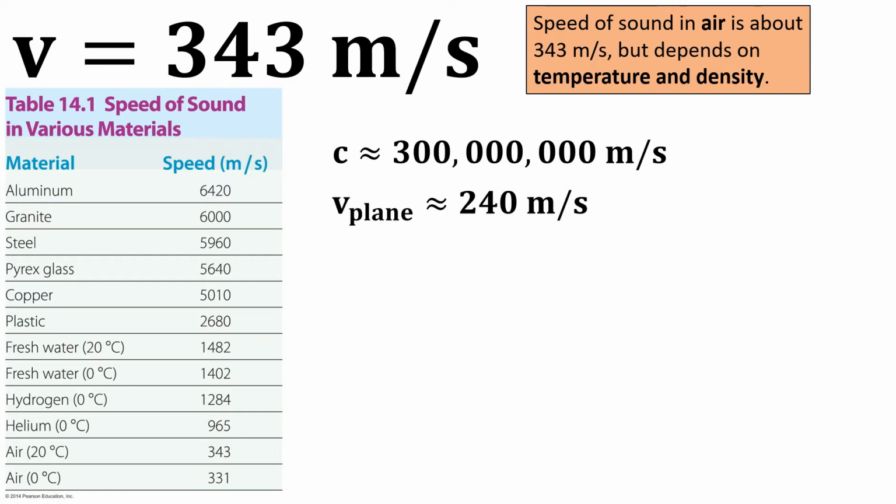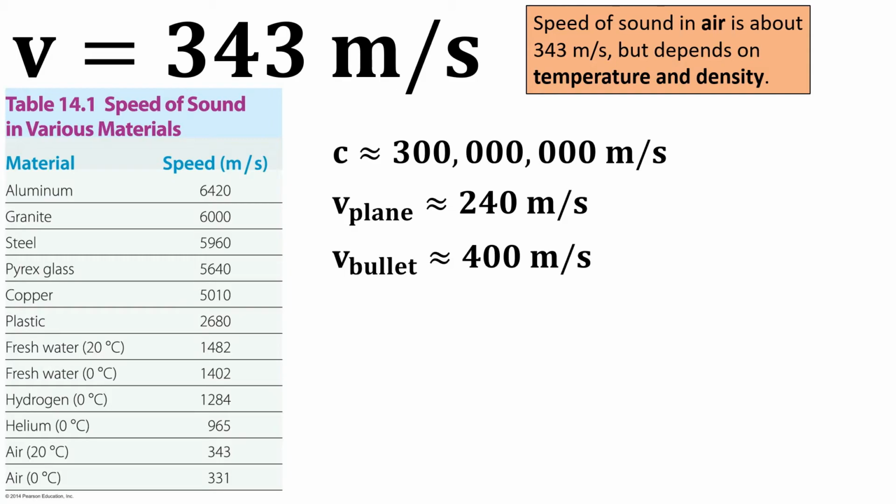Planes can travel at a wide range of speeds, but a lot of them travel at about 240 meters per second. Of course, we maybe have seen videos of jets that are traveling faster than the speed of sound. They break the sound barrier and you hear that loud sonic boom. But most planes travel well below the speed of sound.